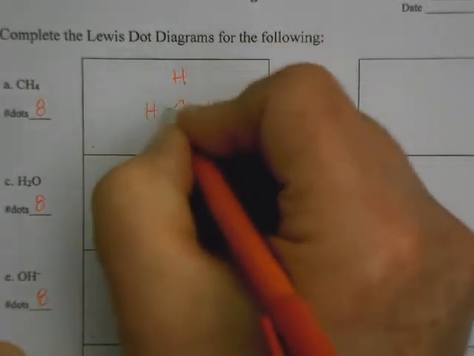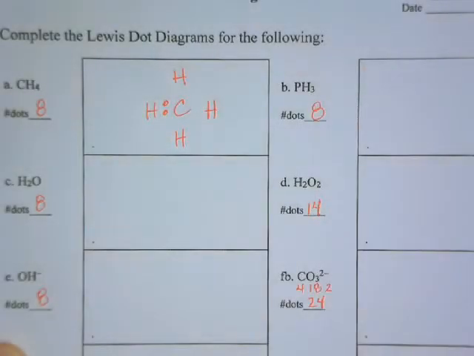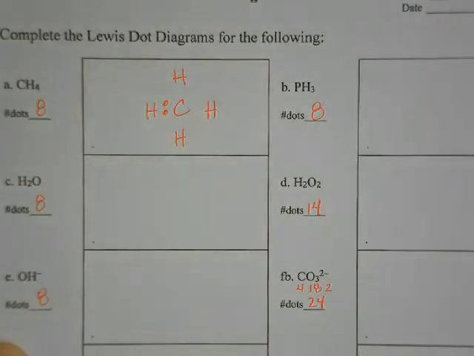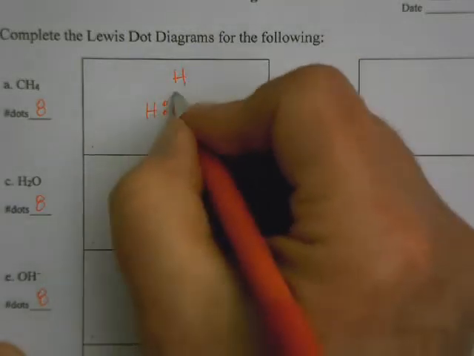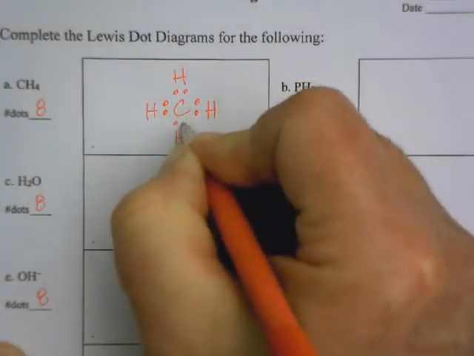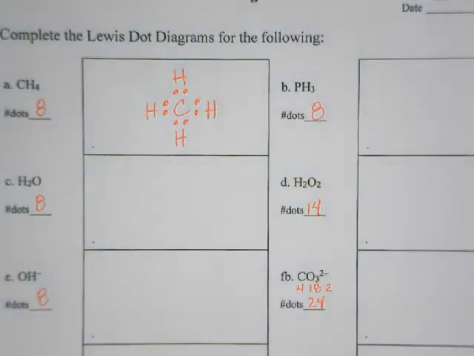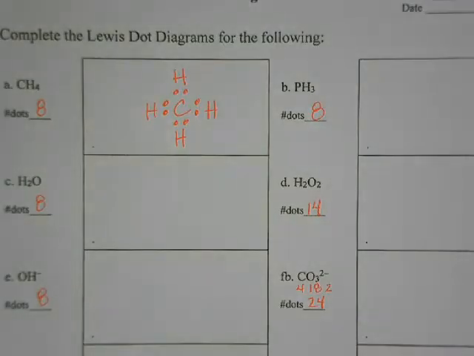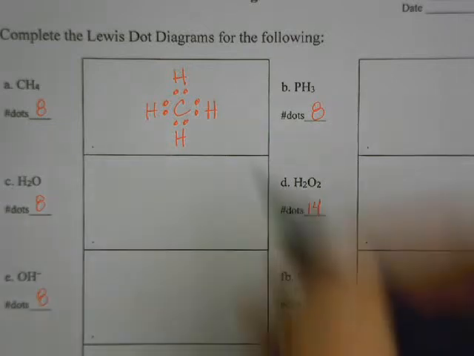Step 3, put in our bonds. We put them in pairs. We're not worried about which one belongs to carbon, which belongs to hydrogen. We're just doing it always 2 dots at a time. So there's 1 bond, 2 bonds, 3 bonds, 4 bonds. I've used up all eight dots. My carbon has eight dots around it. Each hydrogen has two dots.